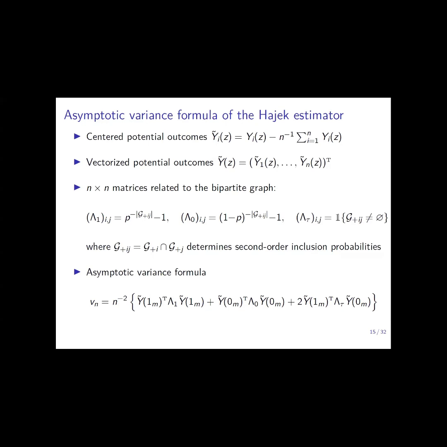And it's not that surprising we need this intersection, because this is basically the second order inclusion probability.